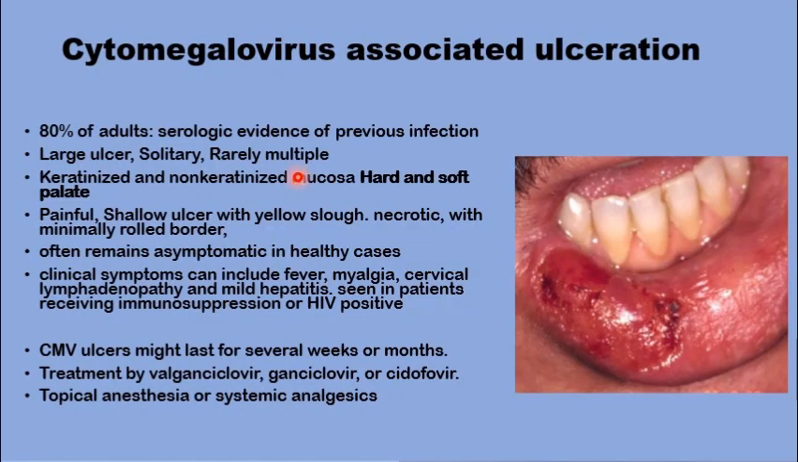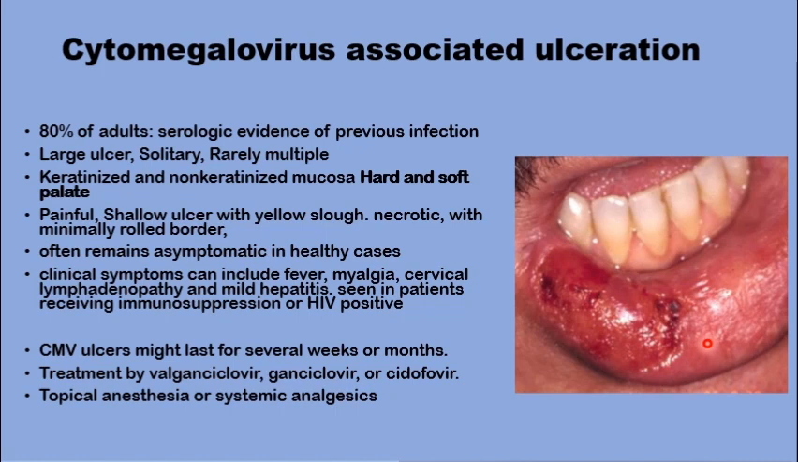80% of adults would have serological evidence of a previous cytomegalovirus infection. This is usually asymptomatic, but it's in the immunocompromised patients who are receiving immunosuppression or HIV positive patients that manifestations of the infection may be noted. These can be general, like fever or myalgia and lymph nodes in the neck, and also oral ulcerations.